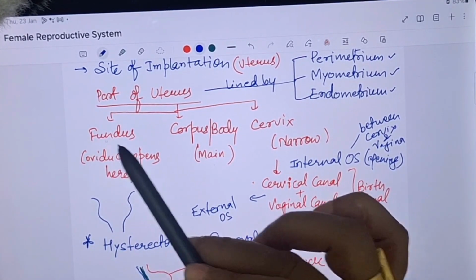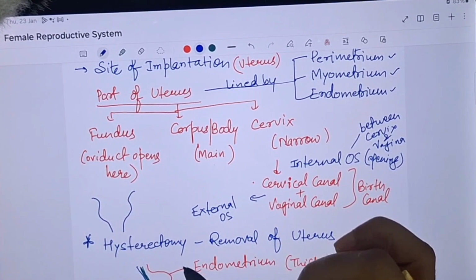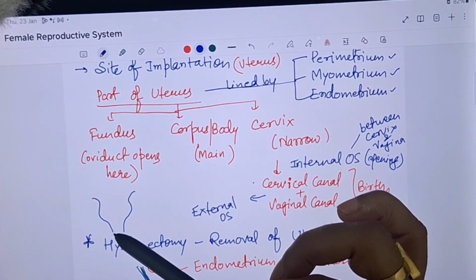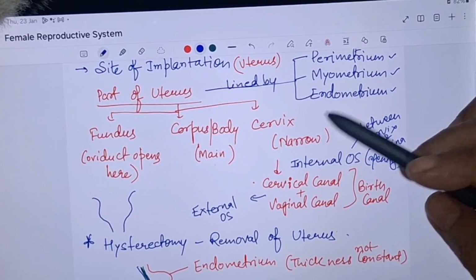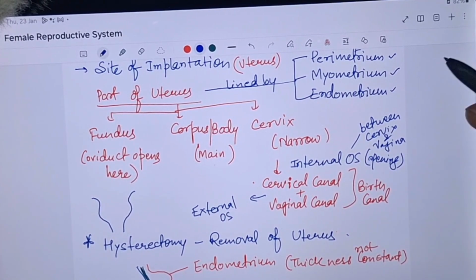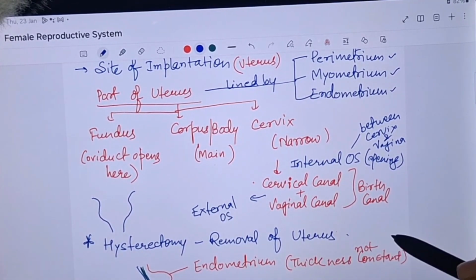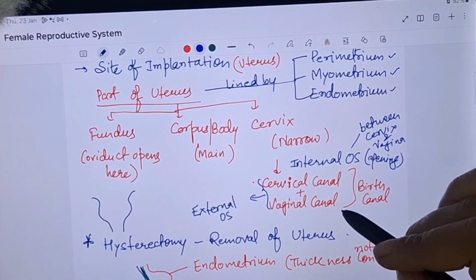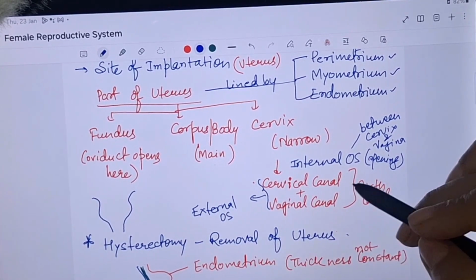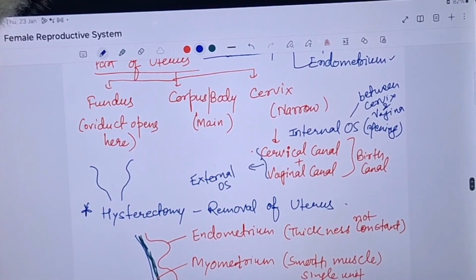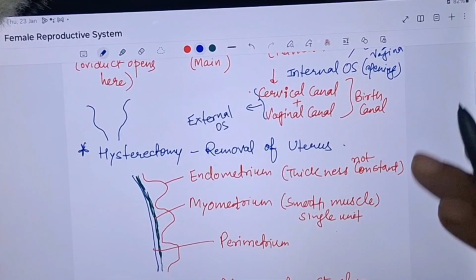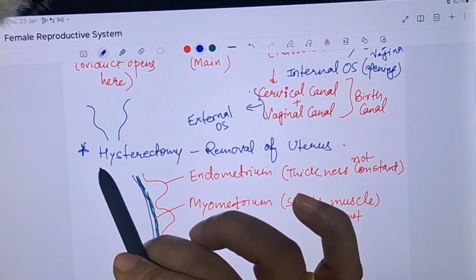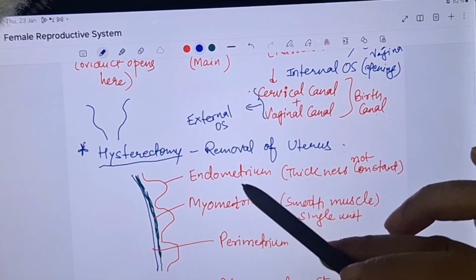Then after the fundus comes the corpus, the main body where the implantation and the growth of the baby take place, and there is a narrower opening here called the cervix, which has the internal opening or OS. It is between the cervical canal and the vaginal canal, and the vaginal canal will form the external OS, with the internal OS between the cervix and the vagina as well. In certain conditions, or in case of tumor, the uterus is removed, and that's called hysterectomy.